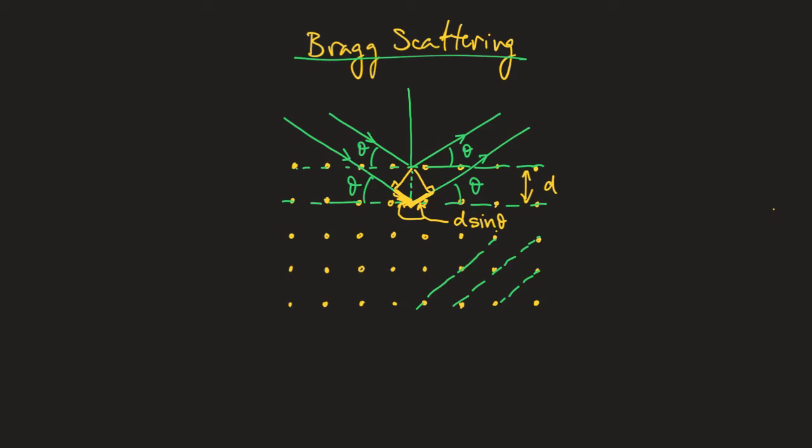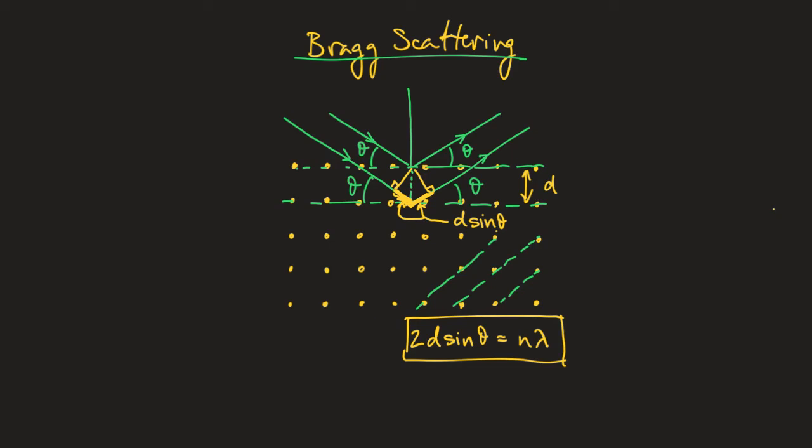So the requirement that there be constructive interference is that d sine theta times 2, so 2d sine theta, has to be equal to an integer number of wavelengths. So 2d sine theta is equal to n lambda. This is called the Bragg scattering formula. Notice that it looks very similar to the two-slit diffraction formula, except that this expression has a 2 here, which was not present for the two-slit diffraction formula.